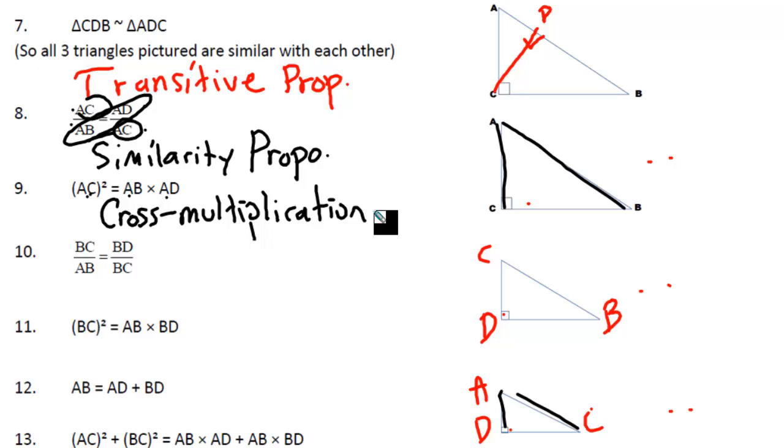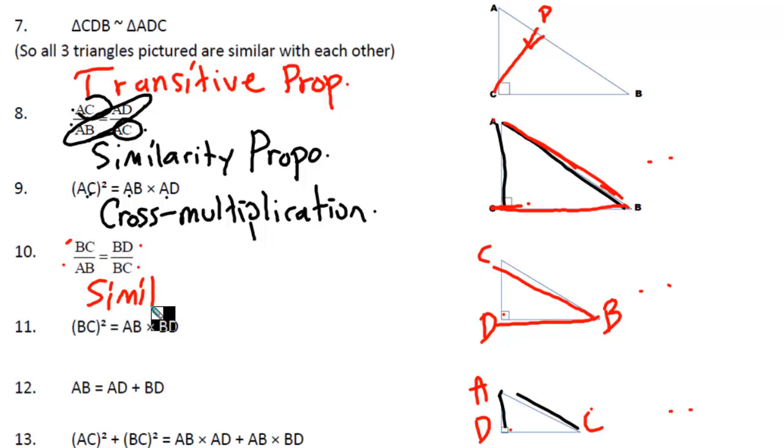Now they're going to do something similar for this next ratio. Now they're going to say side BC, which is the bottom of the big triangle, over side AB, which is the hypotenuse. Now we've got middle side over hypotenuse. If we apply that same ratio to the medium triangle, we've got the middle side over the hypotenuse is BD over BC. BD over BC. That is, again, just a similarity proportion.